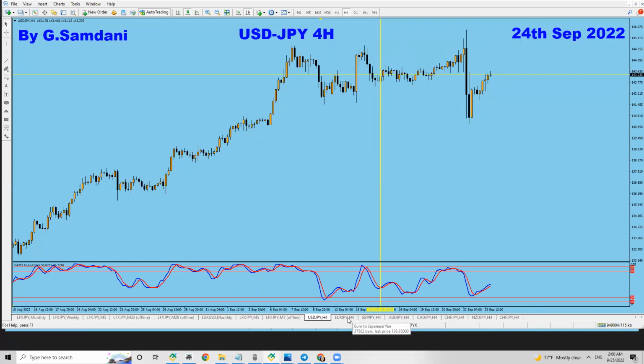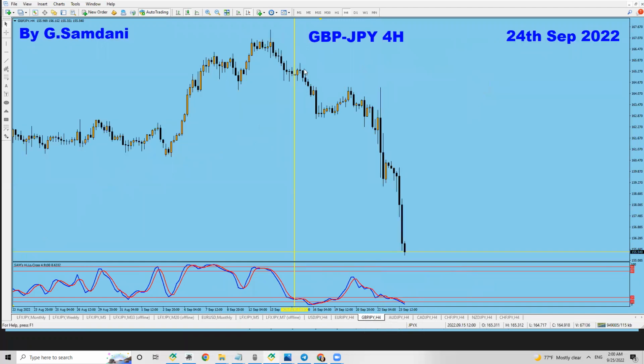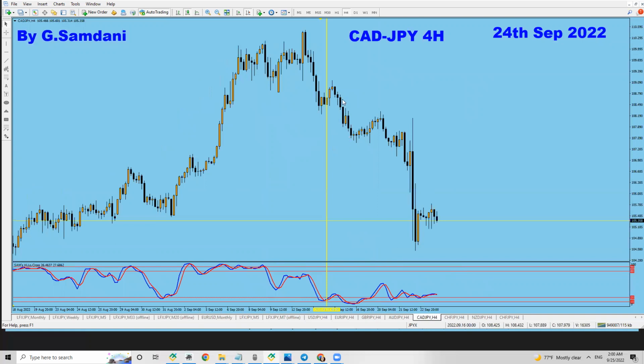After September 15, Euro yen, this happened: sideways, boom, drop. Pound yen, September 15, this dropped big time, from let's say 65. Right now it is 55, a 1,000 pip drop in 10 days, from September 15 to September 24. And here, Aussie yen, from here to here, dropped big time. CAD yen, September 14 to September 24.